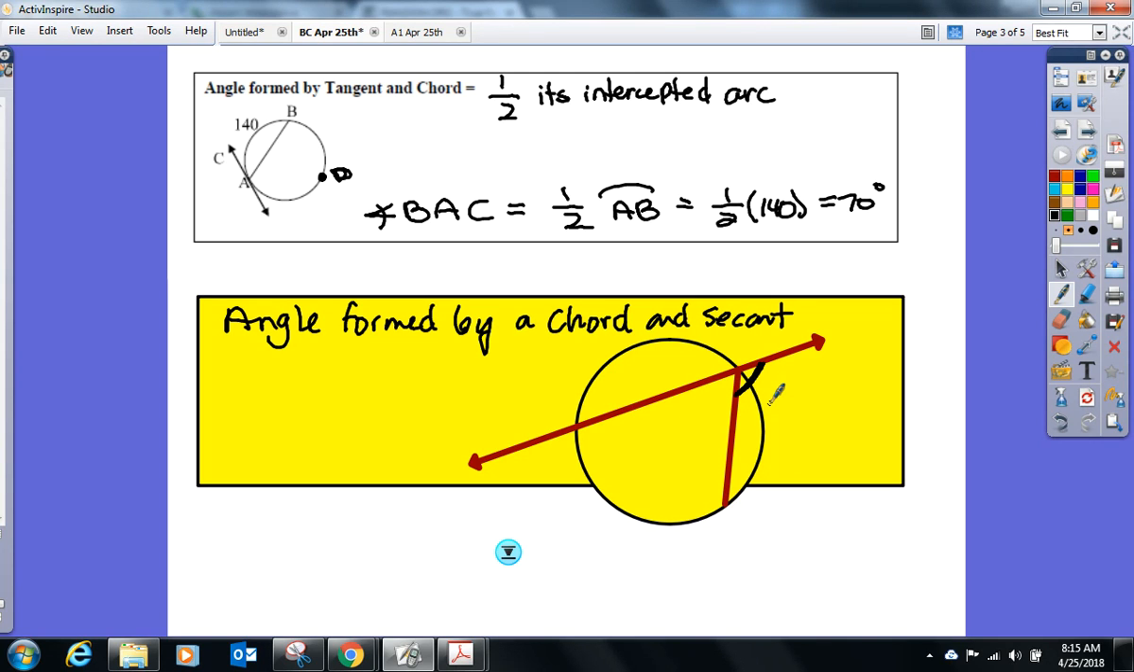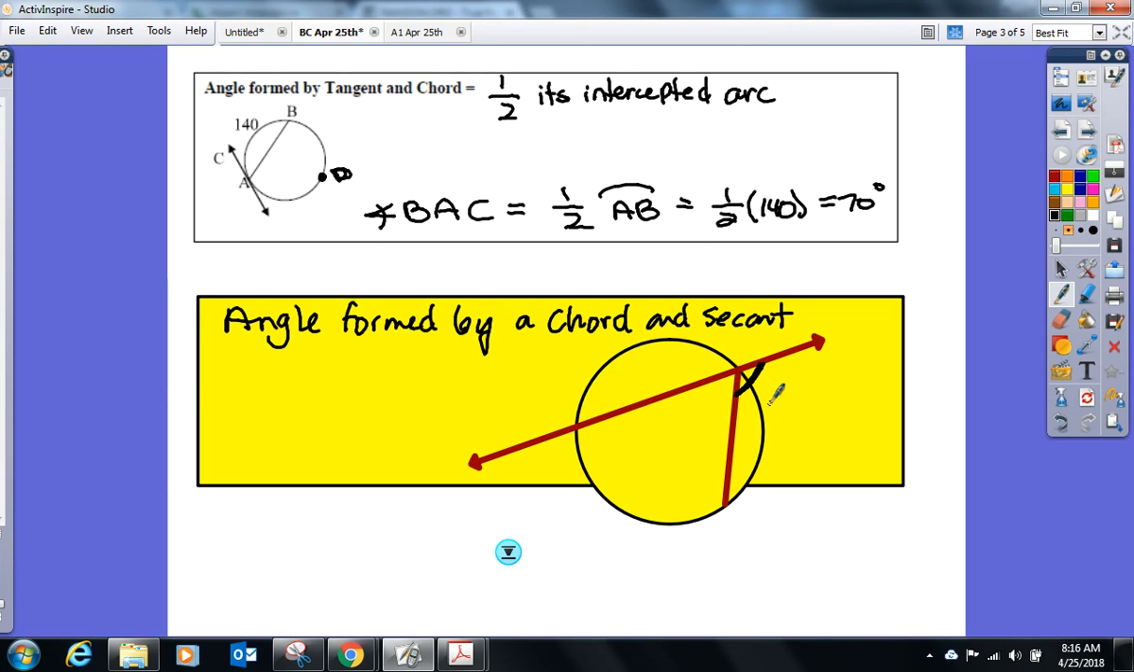Everyone ready for the rule? I don't have one for you. There is no rule to find that angle. You're not taking half the arc. You're not adding two arcs and taking half of it. You're not subtracting two arcs and taking half of it. There is no rule. But does that mean it's impossible to find that angle?